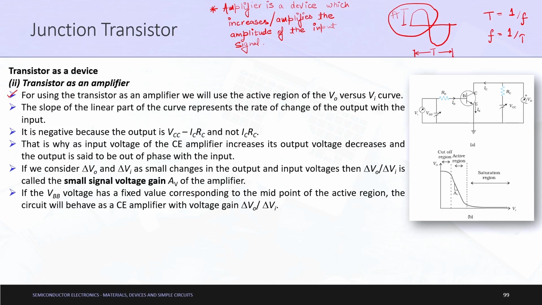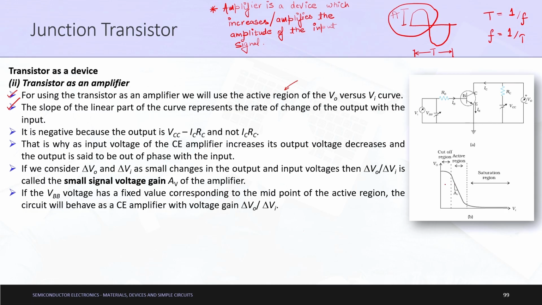So, for using the transistor as an amplifier, we will use the active region. Please remember, I also explained in the previous slide that the transistor will always be functioning in the active region of the V naught versus Vi curve. The slope of the linear part of the curve, this is the slope they are talking about, represents the rate of change of output with the input.